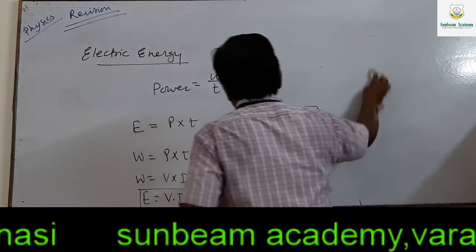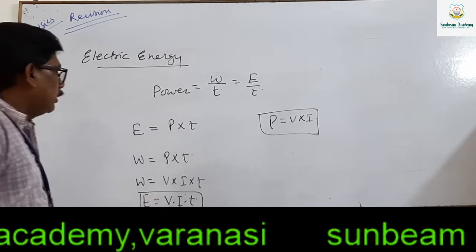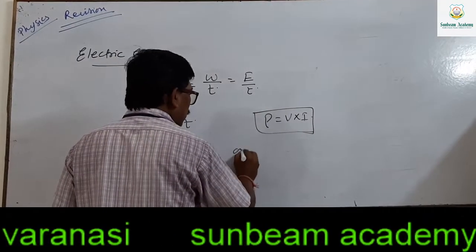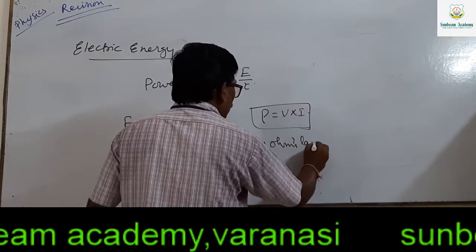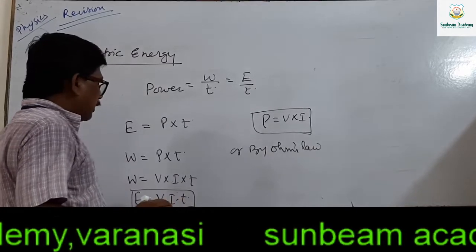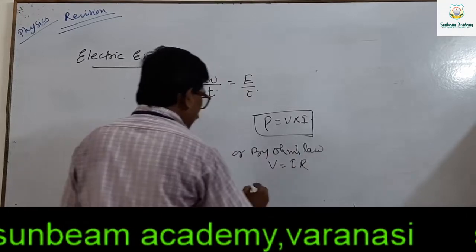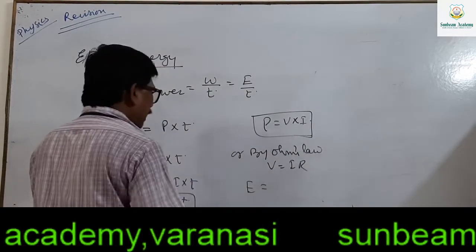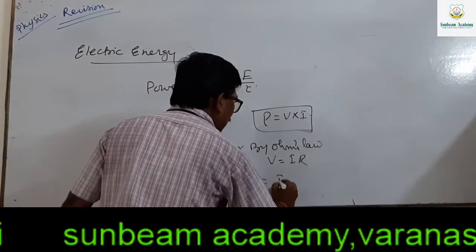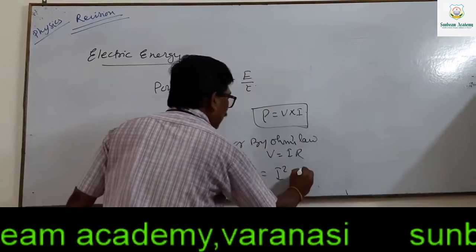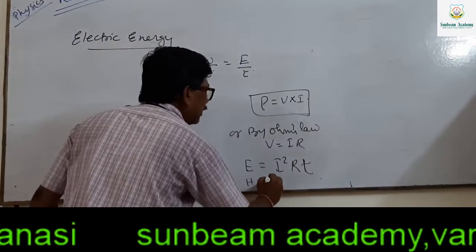So electrical energy is equal to V into I into T, or by Ohm's law, by substituting the value of V, what is V? V is equal to IR. If you put the value of IR in place of V, it becomes I square RT, and this E is equal to what? You can take it as equal to heat.